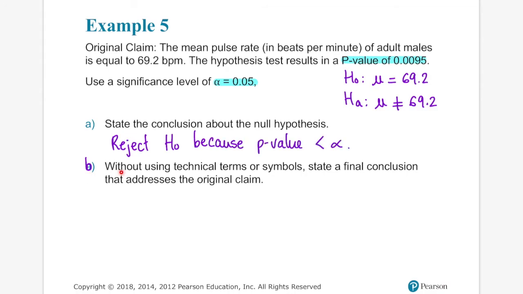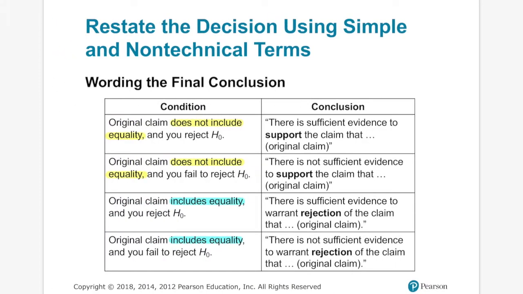B. Without using any technical terms, state the final conclusion. So first, my original claim says the mean equals 69.2. So the original claim contains an equal sign, and I reject H0. Original claim includes equality, and you reject H0. The conclusion would be, there is sufficient evidence to warrant the rejection of the claim that.